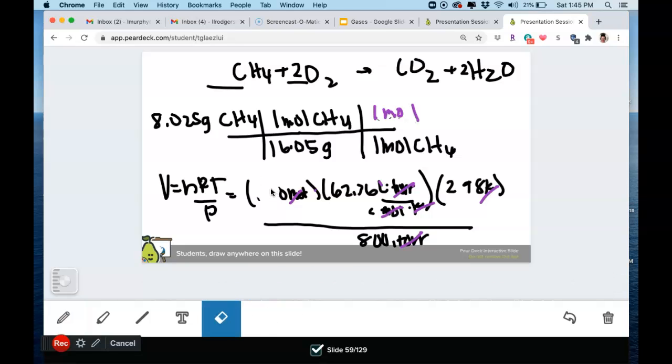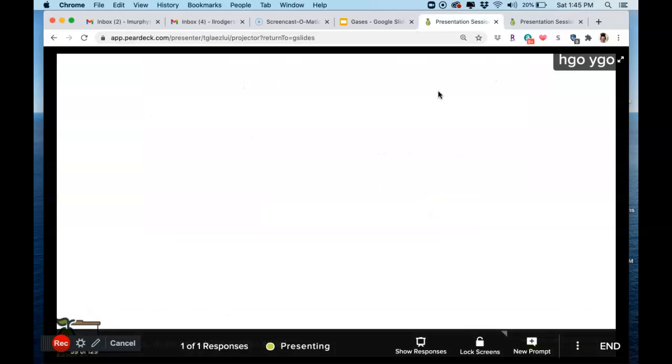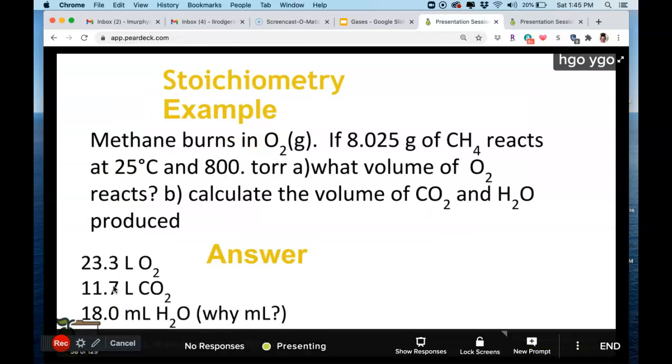So here's the thing. If you have half of a mole, the only thing changing in this equation is the moles. The R constant is the same. This is still at the same temperature and still the same pressure. So this is 0.5. You'll notice if the moles are changing by half, the volume is going to change by half because nothing else was different. So when you calculate it out, you'll get half of what you got for oxygen. 11.7 is half of what you got for oxygen.